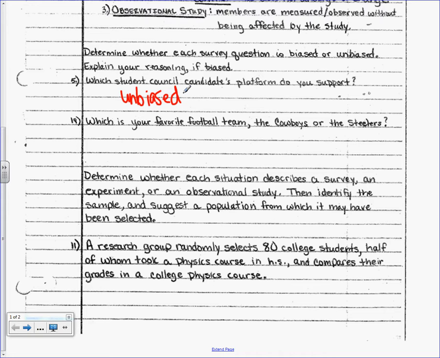Okay. Which is your favorite football team, the Cowboys or the Steelers? Hmm? Biased. Why is it biased? Yeah, there's only 2 options, right? What if I want to say the Colts? You didn't give me the option.